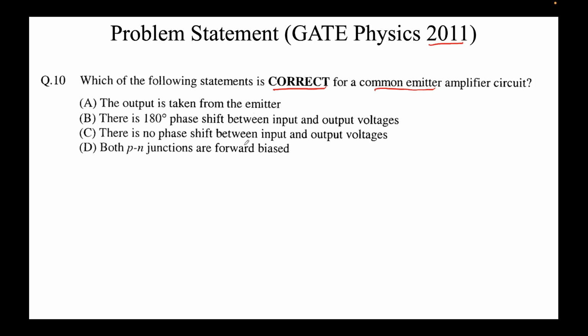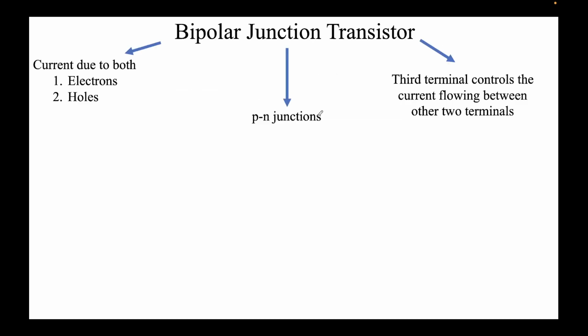Option C, there is no phase shift between input and output voltages. Option D, both PN junctions are forward bias. This is a multiple choice question with one correct answer, and we are required to find the correct one.